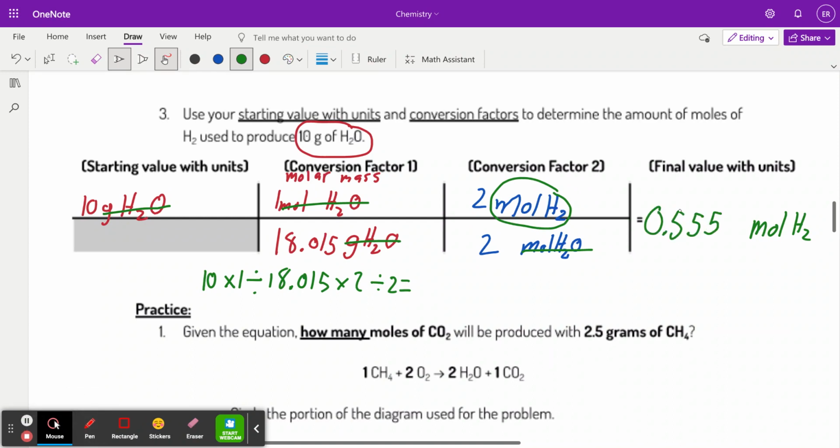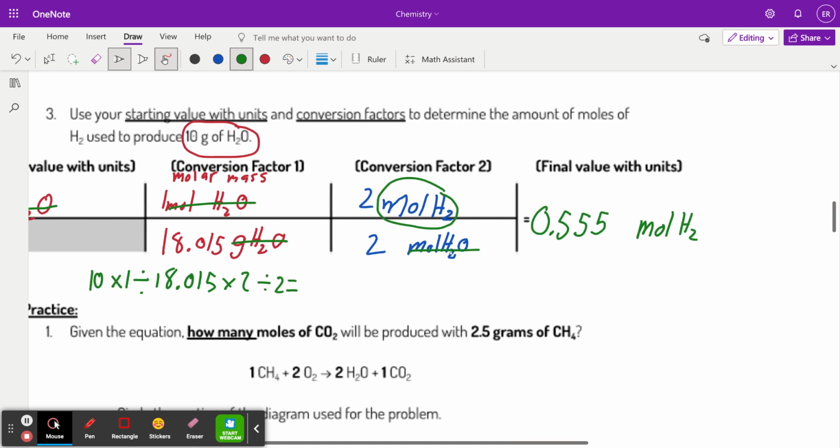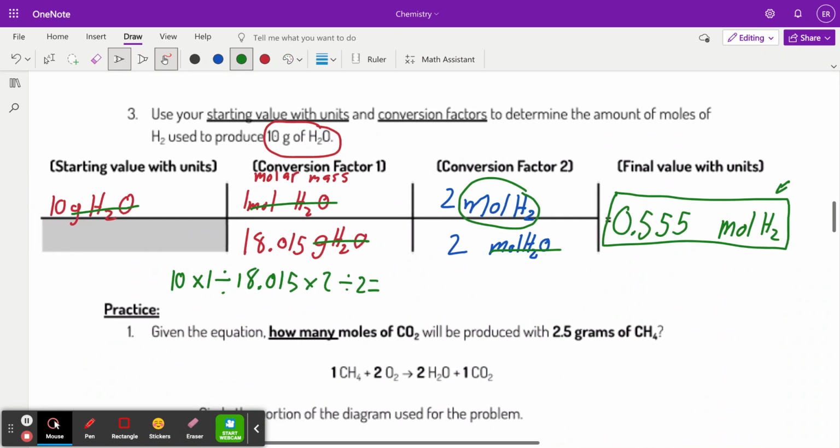All right, so you should have gotten 0.555. It probably has more numbers like 0, 9, 2, and so on, but just put 3 decimal places. As long as you have 3, that is good for me. So at the very end, how many moles of H2? We have 0.555 moles of H2. This is our answer. Okay? And there we go. So we've already done this process. You are just going to put everything together.